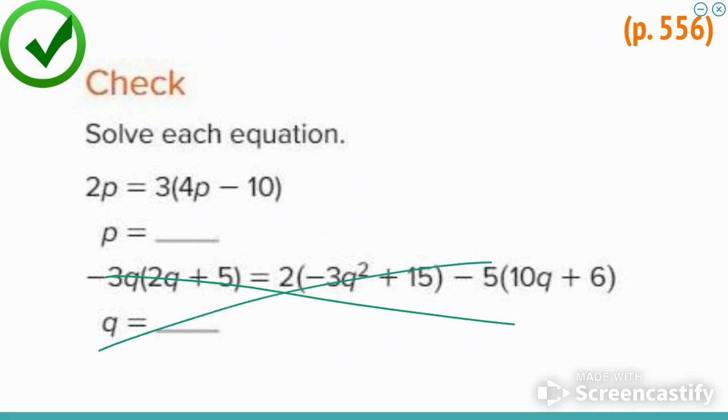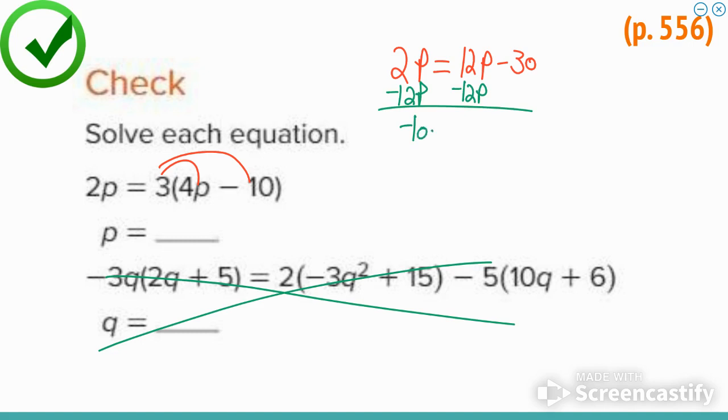Let's do the top check and not the bottom. So it looks like you have an equation. You have 2p is equal to, let's go ahead and distribute here. What's 3 times 4p? That would be 12p. And 3 times negative 10 is negative 30. All your variables are not together, but all your constants are on the right. So let's move all of our variables to the left-hand side. 2p minus 12p is negative 10p is equal to, those cancel, and we're left with negative 30. Let's go ahead and divide by negative 10 on both sides. And we're going to get p is equal to 3. Very good.